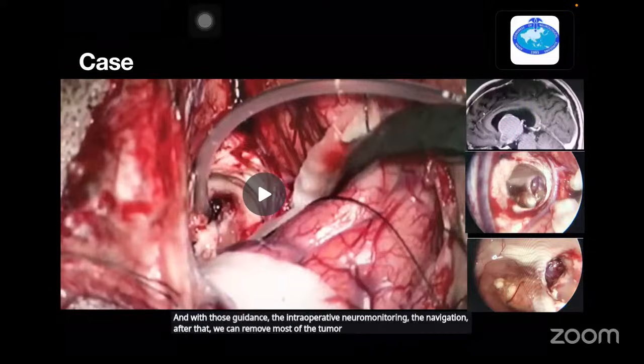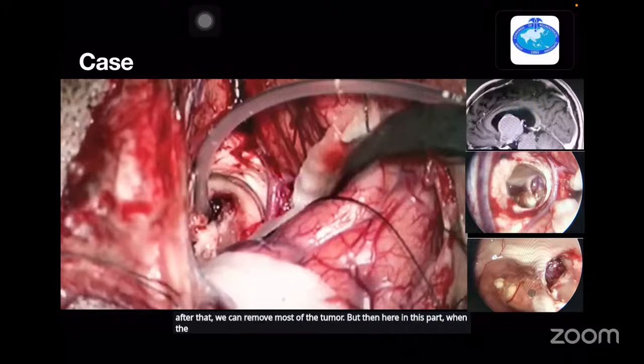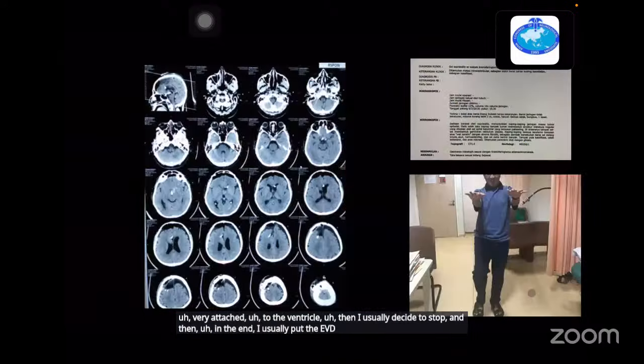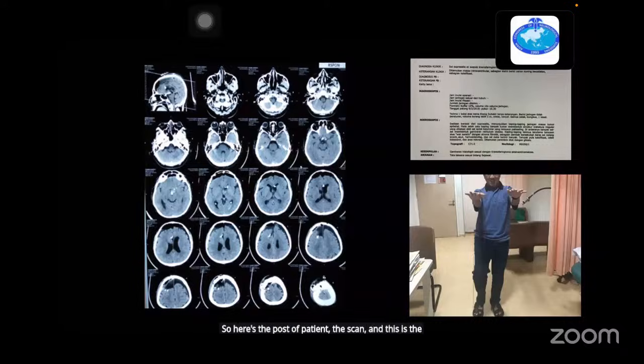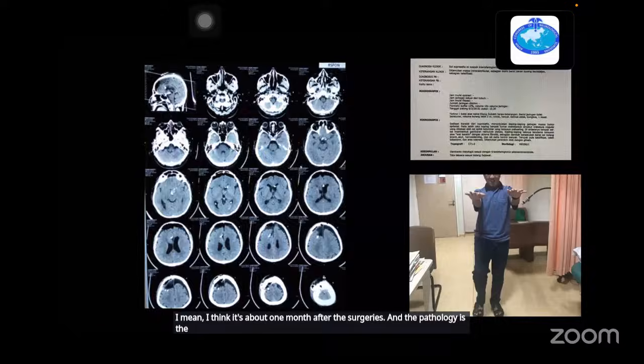But then in this part, when the intraoperative neuromonitoring already shows some changes because it's very attached to the third ventricle, then I usually decide to stop, and in the end I usually put the EVD afterward. So here's the post-op scan, and this is the patient, I think about one month after the surgery. And the pathology is adamantinomatous craniopharyngioma.